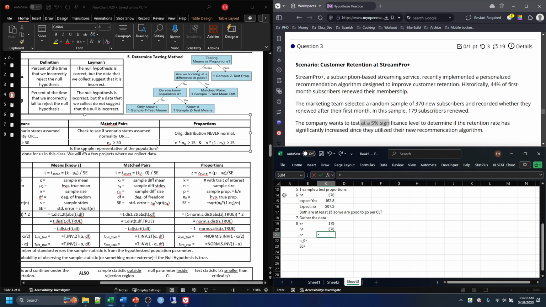So our sample proportion, when we need a sample proportion, it's either going to be given to us or we do k divided by n. That gives us our sample proportion. Our pi, well, we already decided that. Our pi naught was that 0.44.